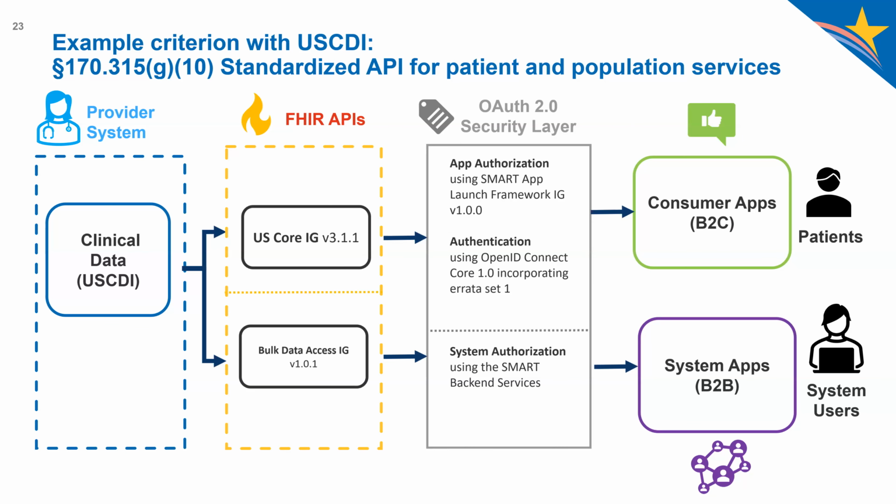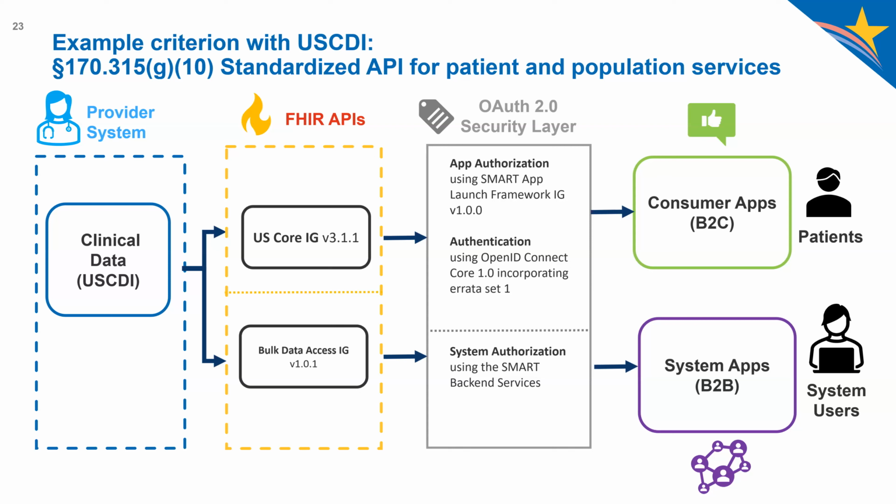So to provide context for the certification testing discussion, this slide illustrates an example of a criterion which requires support for USCDI, the G10 criterion. The G10 standardized API for patient and population services criterion is designed such that provider systems containing USCDI data can be made accessible via FHIR APIs. So one API for individual patient data and another API for bulk data access.